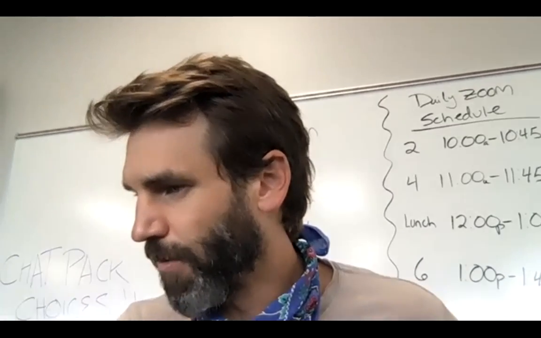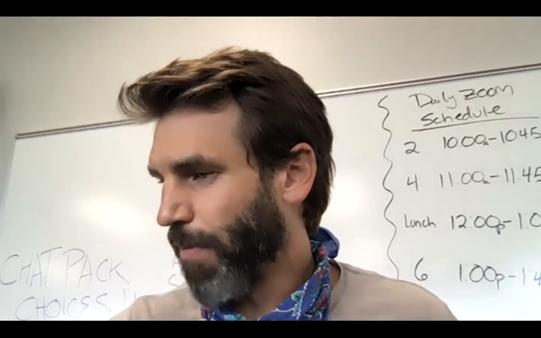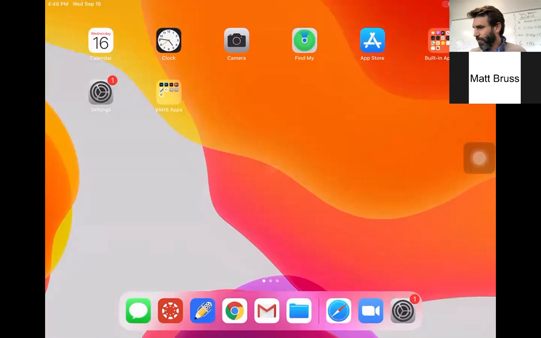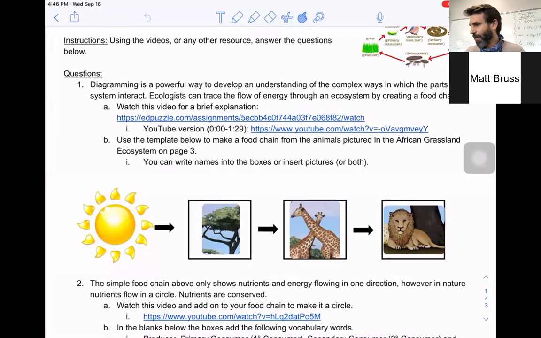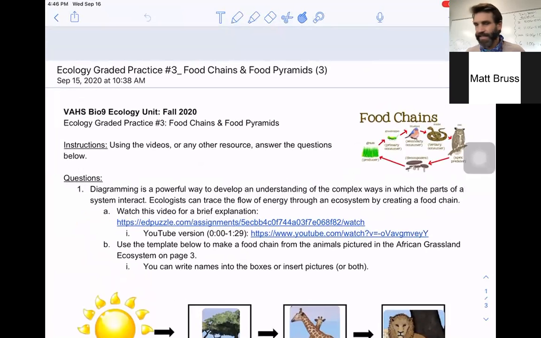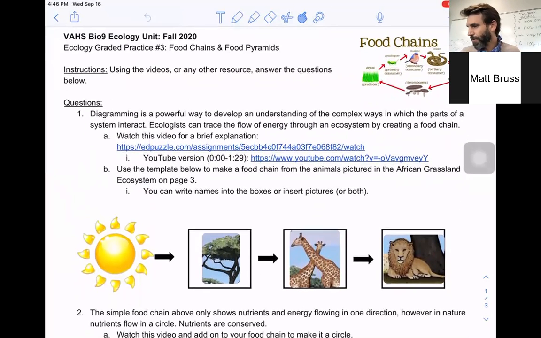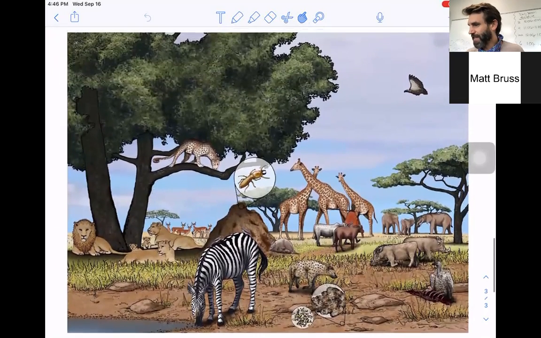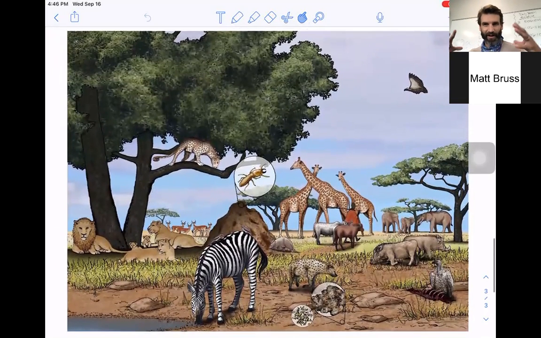So I'm going to go over that first, and I'm going to share from my iPad and move on to the first part of what we talked about at the heart of today. I'm going to hop over to Notability here. This was the graded practice that students had, graded practice number 3, food chains and food pyramids. The first thing students were asked to do is look at this picture of an African savanna, with a complex ecosystem cartoonishly drawn into a small space so you can see the different parts.